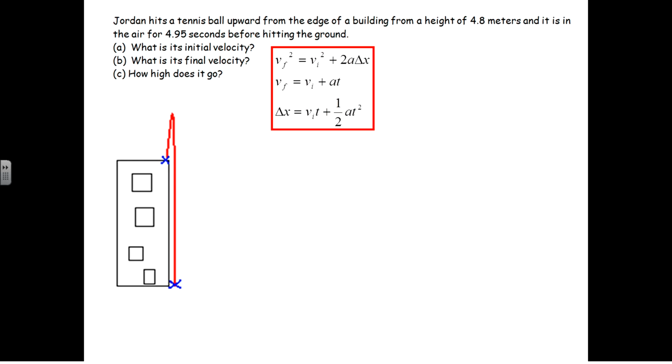All right, so now we're going to look at number 15. In this problem, we've got Jordan. He's hitting a tennis ball, and he's hitting it straight up from the edge of a building. The building is not a very tall building at 4.8 meters.